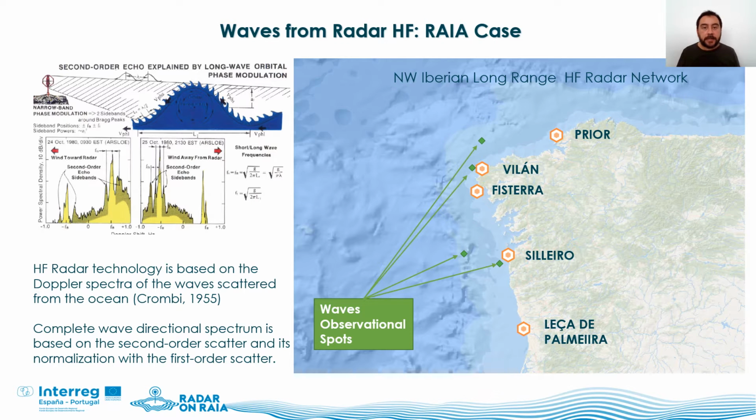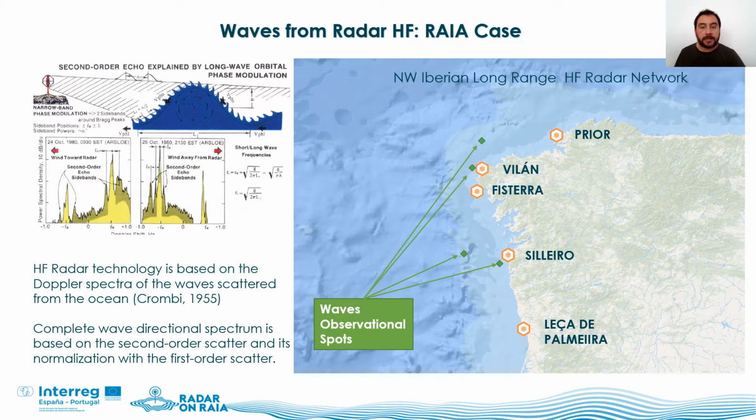As you know, HF radar can measure the directional spectrum of ocean waves based on the second order scatter and its normalization with the first order scatter. On the map, I showed you the long-range HF radar system of the RAIA Observatory, which consists of 5 stations. I also showed you some spots where the waves are measured and which we have used.